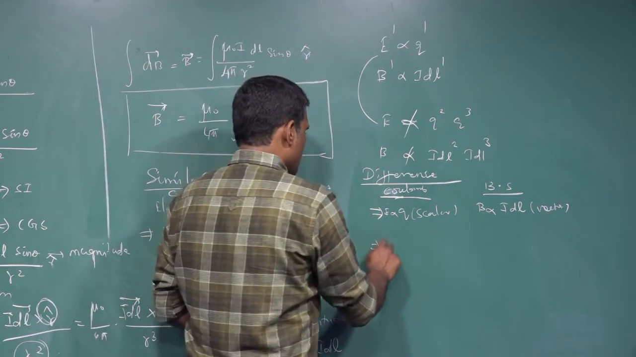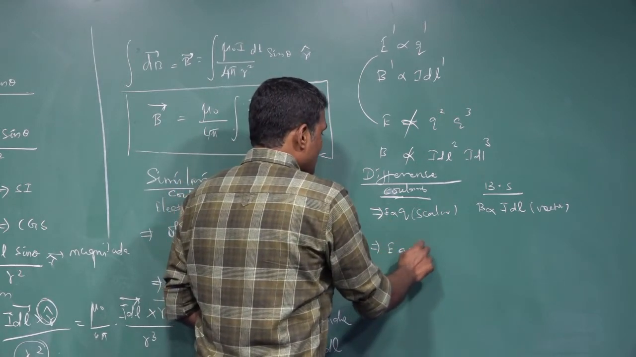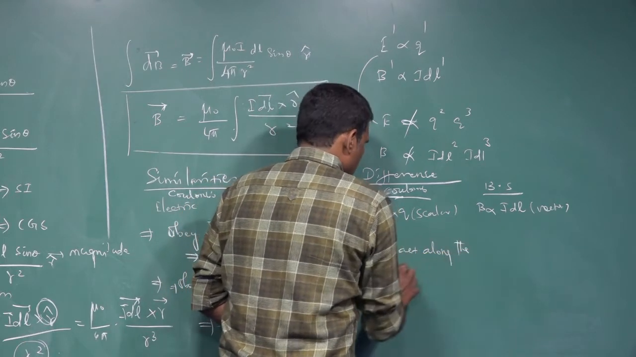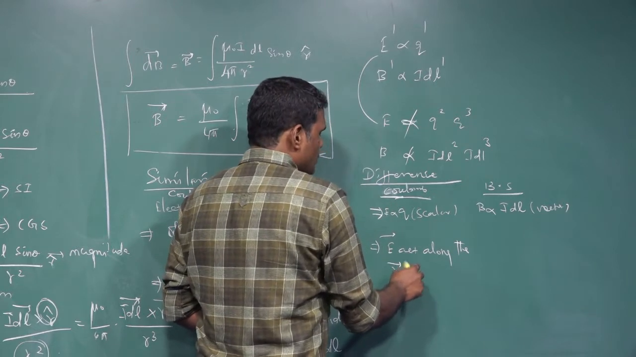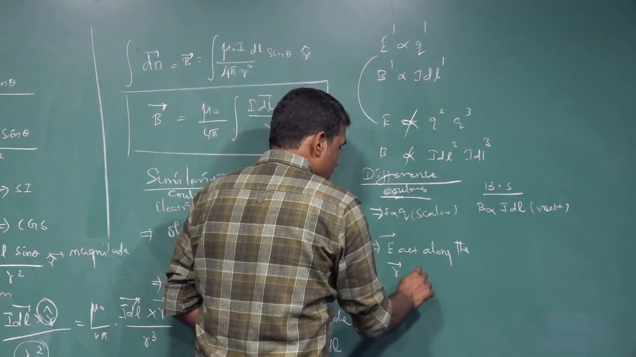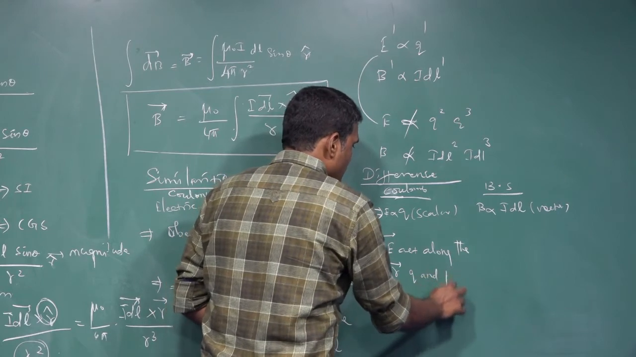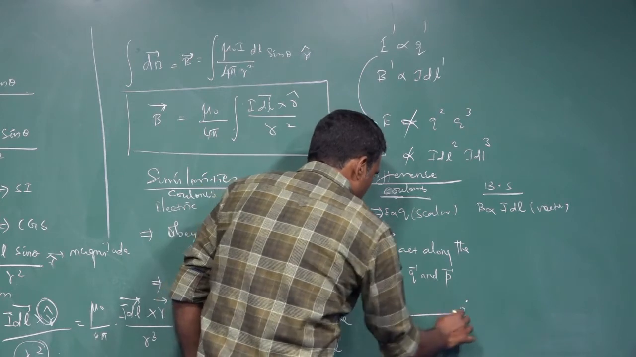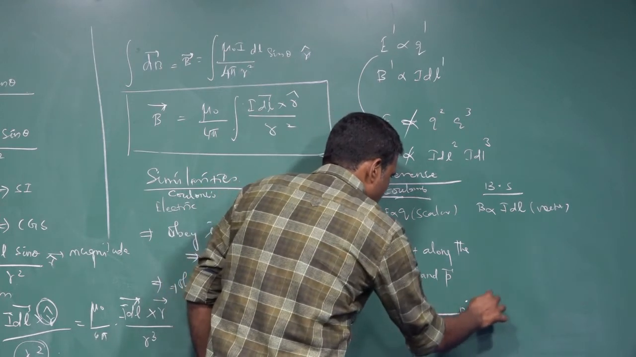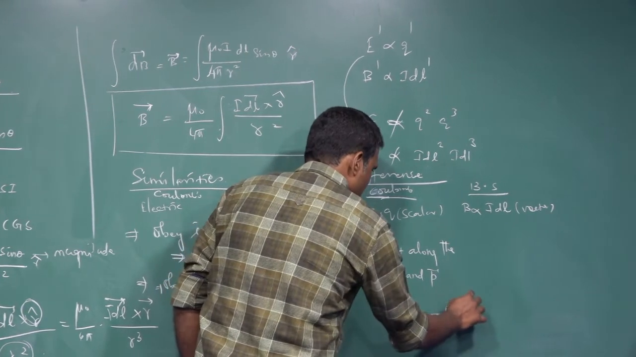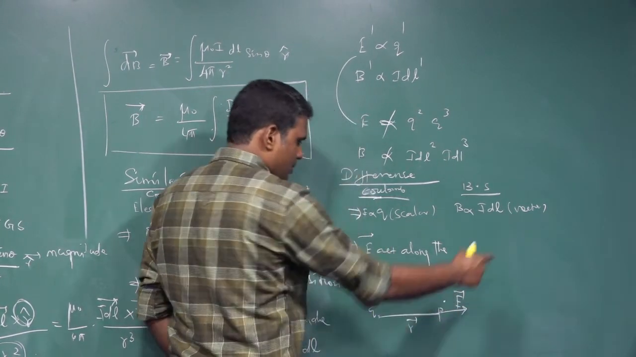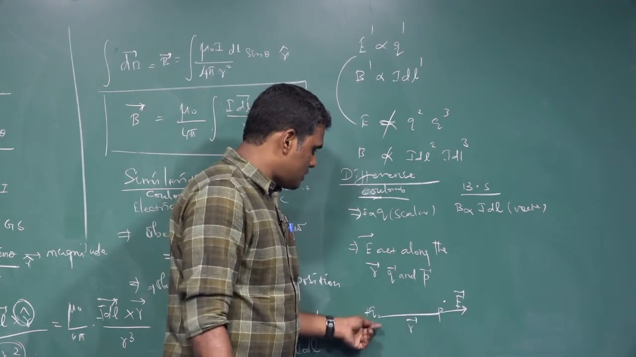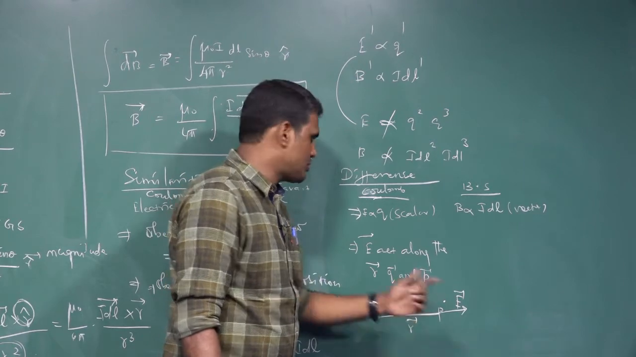And second thing, the direction of electric field E vector acts along the position vector r vector, which is connecting the source charge Q and the point P. If charge Q is here, point P is here, then the electric field will act along the same direction as that of the position vector. I am taking a charge plus Q. The field due to the charge plus Q will act along the direction of position vector.